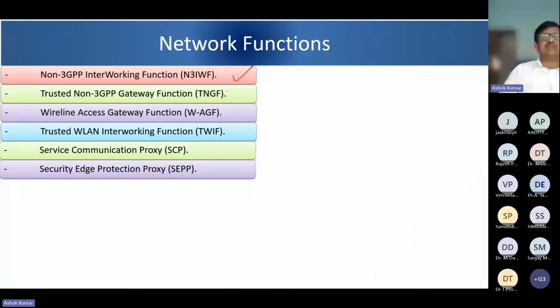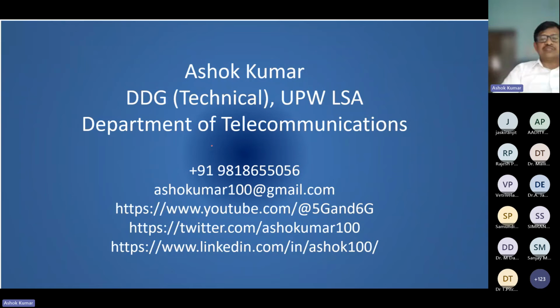One is to support non-3GPP, which we call N3IWF. We also have the trusted non-3GPP function, TNGF. Then we have the Wireless Access Gateway Function, WAGF. Then we have the Trusted WLAN Interworking Function, TWIF. And for security, we have the Service Communication Proxy and the Security Edge Protection Proxy. This we will be talking about in our session tomorrow.